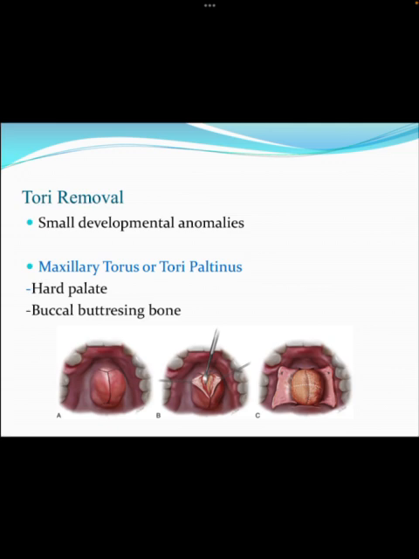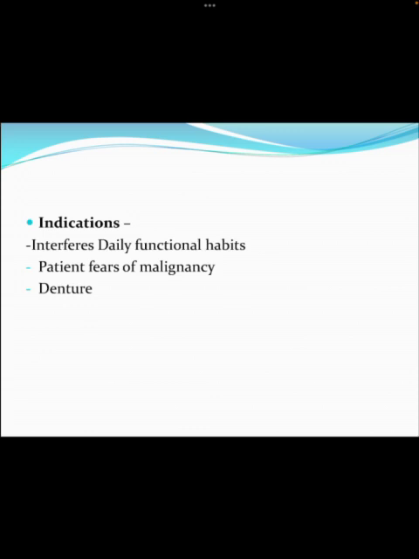Next is tori removal. It is a small developmental anomaly, seen in the mandible as well as in the maxillary areas. Maxillary tori are mostly seen in the palatal areas and mandibular tori mostly in the lingual areas. Indications are that it can interfere with the daily functional habits of the patient, the patient may fear whether it is malignant or not, or it interferes with denture care and the fitting of the denture.